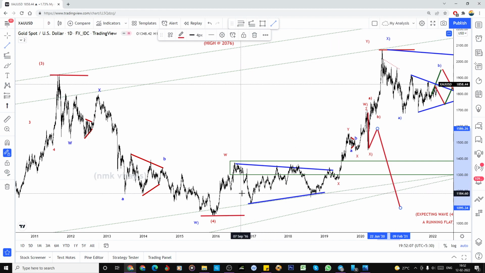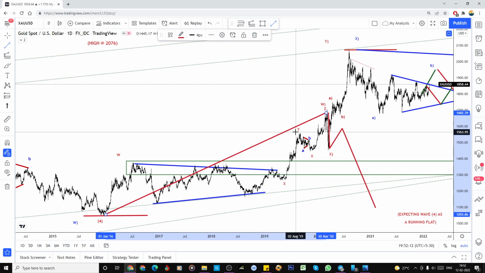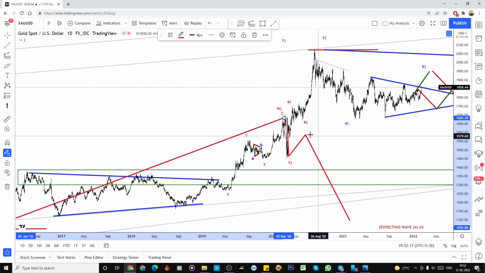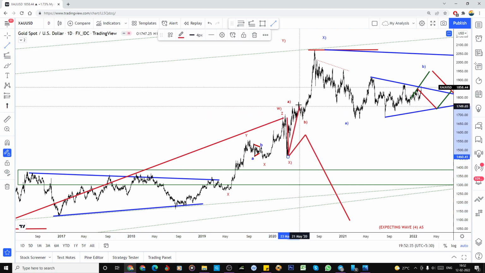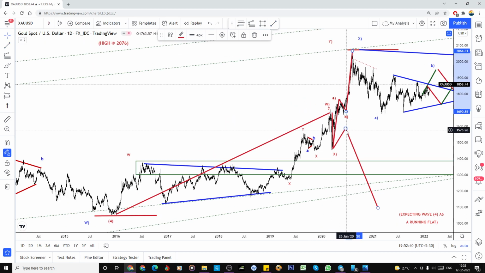But what happened once the Z base got completed, the whole thing became one more connecting wave, a W. This is the impulsive wave, and this is the connecting wave from nearly 1700 to 1440, in this one 1450. So how many pips? Nearly 250 points, $250. So this is the connecting wave for again one more A, B, and C.